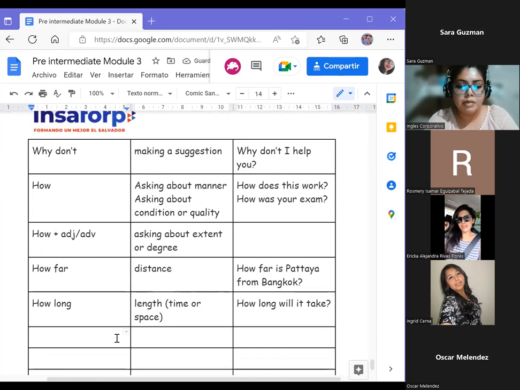Then we have how many. But in this case, we know that we are talking about quantity. La cantidad, but in this case, it is a countable noun. Esto solo lo vamos a utilizar el how many o el many con nombres contables, nombres o de cosas que podamos contar. How many cars are there?